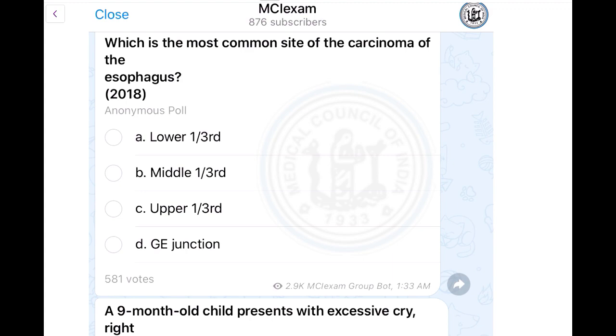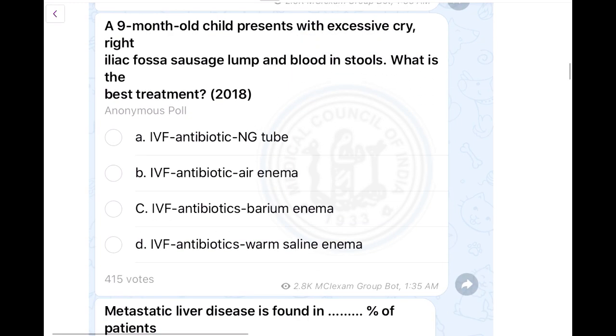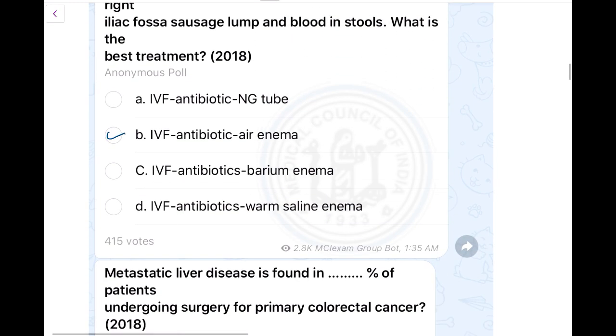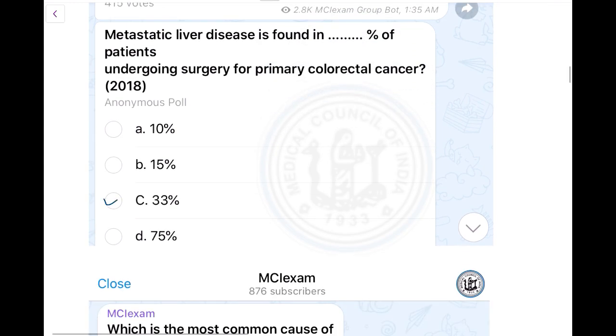Now let's talk about surgery. Which is the most common site for carcinoma in the esophagus? It is the middle 1/3. A 9-month-old child presents with excessive cry, right iliac fossa sausage lump and blood in his stools. What is the best treatment? IV fluids, antibiotics, air enema. Metastatic liver disease is found in what percentage of patients undergoing surgery for primary colorectal cancer? 33%.